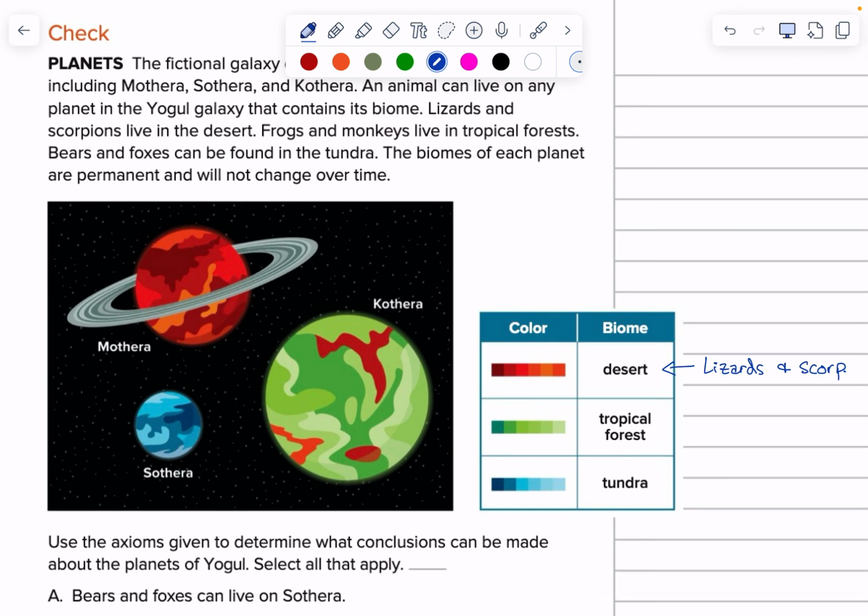Frogs and monkeys live in the tropical rainforests. Rainforest. What? I cannot spell today. Frog and monkey. There we go. And in the tundra, we have the other ones, bears and foxes. Is foxes a word? They say it is. Foxes. That sounds weird. Okay, bears and foxes, there you go, in the tundra.